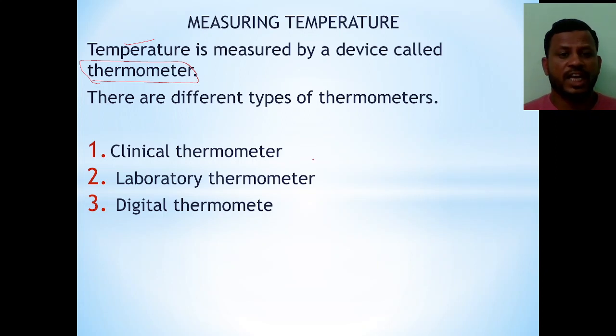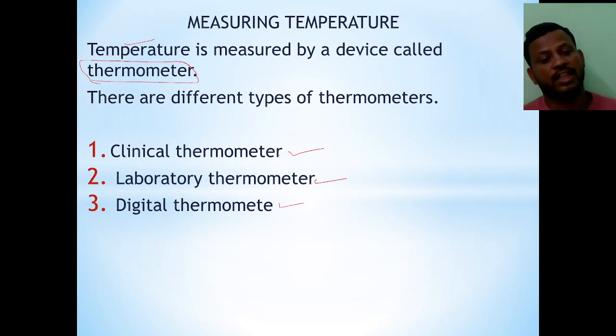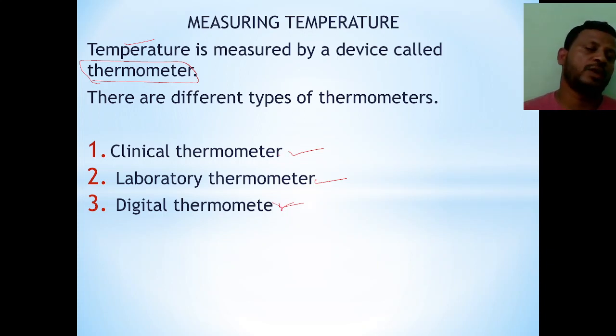We see there are three types of thermometers. One is the clinical thermometer, one is the laboratory thermometer, and one is the digital thermometer. There is a spelling mistake here, thermometer. Okay, three types of thermometers we are going to see. Clinical thermometer. Let us see what the clinical thermometer is.